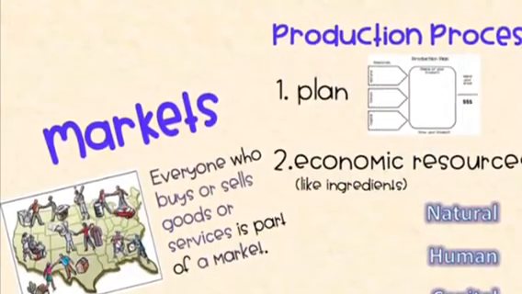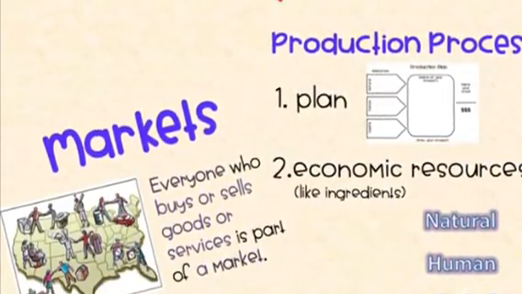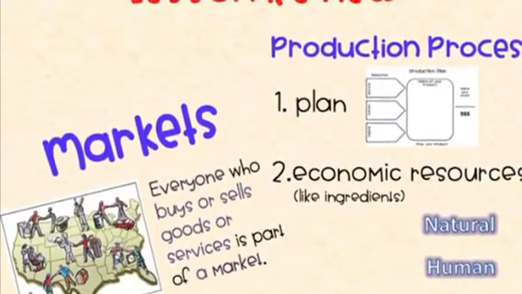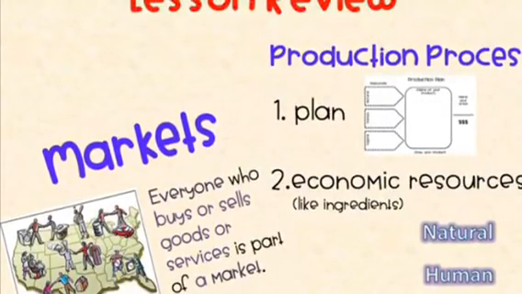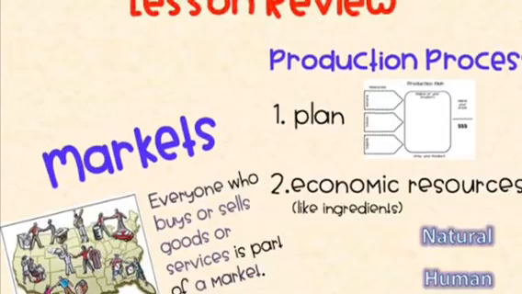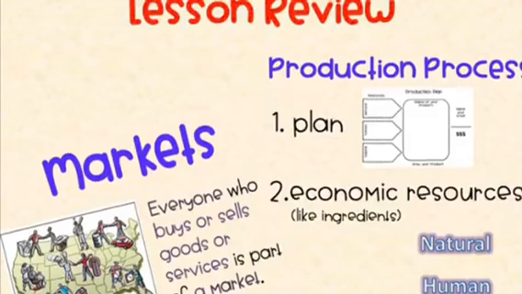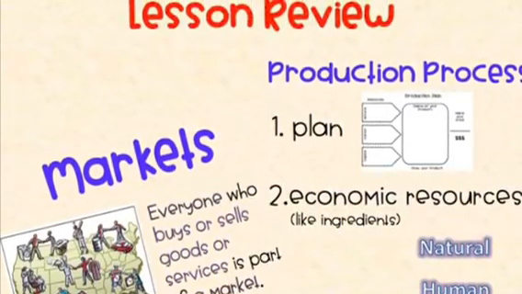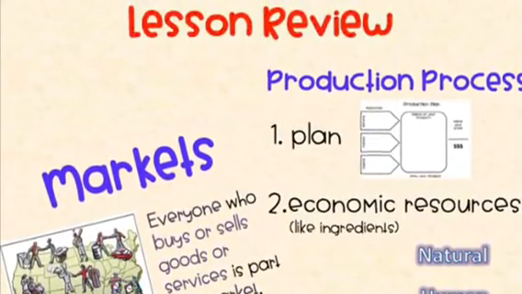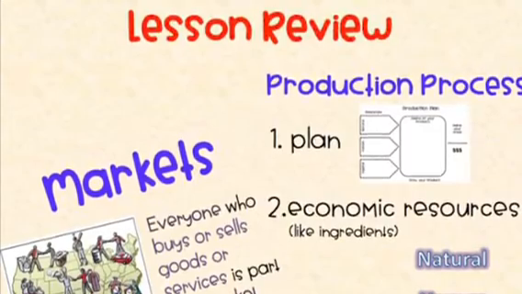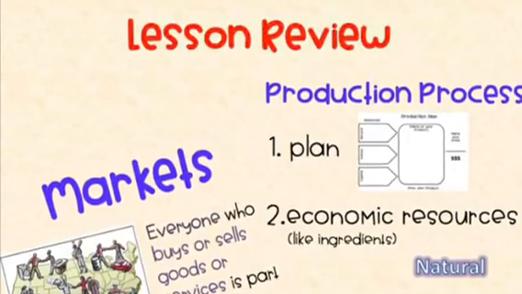Let's review. Everyone who buys or sells goods or services is part of a market. When there is a high demand in a product, businesses or people will create more of that product. Businesses or people use the production process to help build their products. In a production process, they have a plan and they have the economic resources listed to help them create that product. For example, natural resources, human resources, and capital resources are like the ingredients to the creation of a new product.